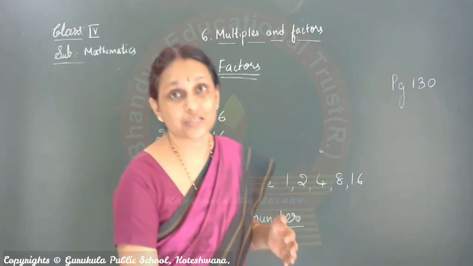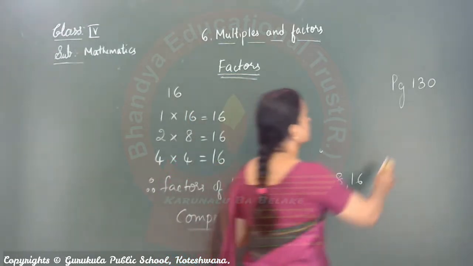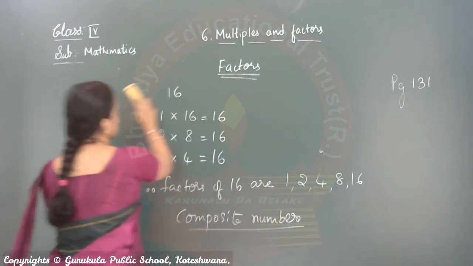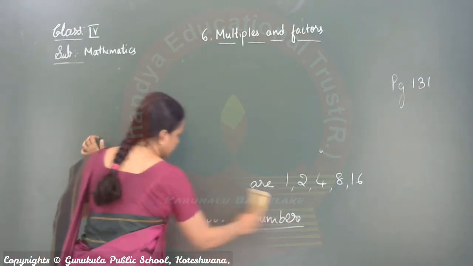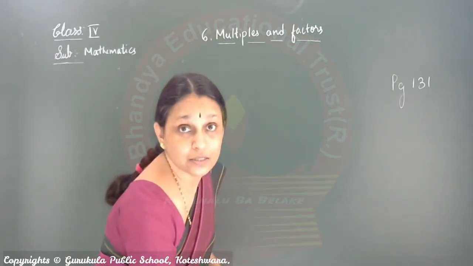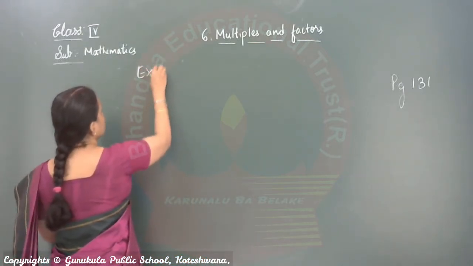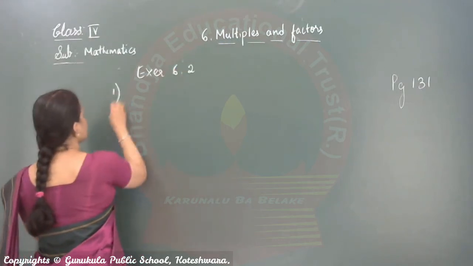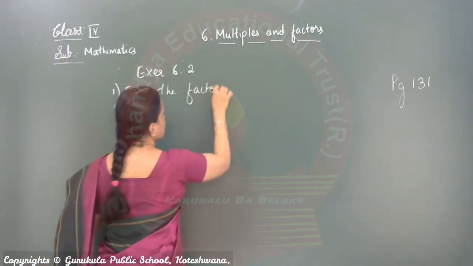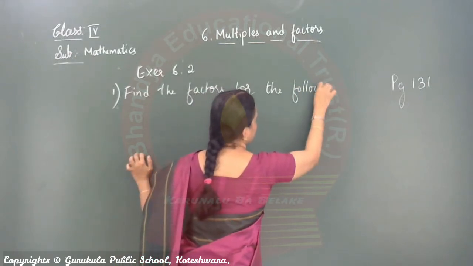Now move on to the exercise 6.2. It is on page number 131. Just open page 131. The first question says about writing factors of the given numbers. They are given. Find the factors of the following. I have already told you the method. You have to just follow that. First question says, find the factors for the following.